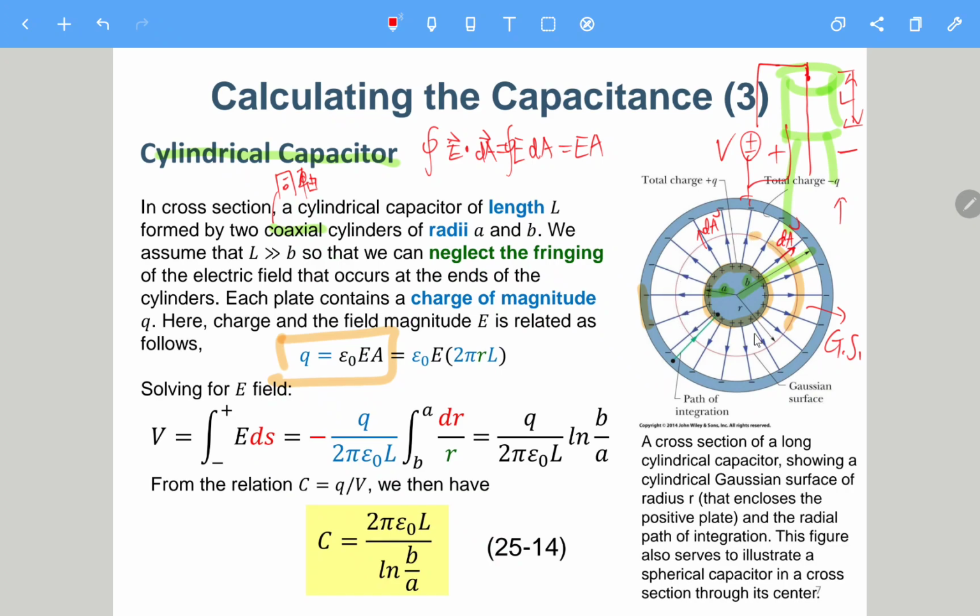actually the side area of the cylinder. If we cut it out and expand it, it will become a rectangle. The height of it should be L, and the width of the rectangle should be the circumference of a circle. The circumference of a circle should be 2 pi small r.